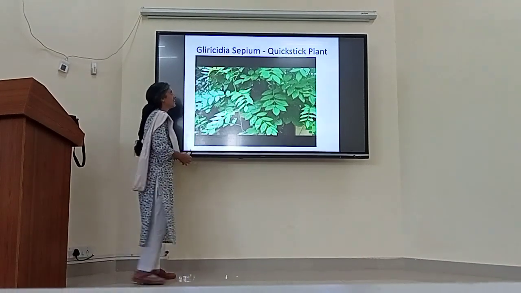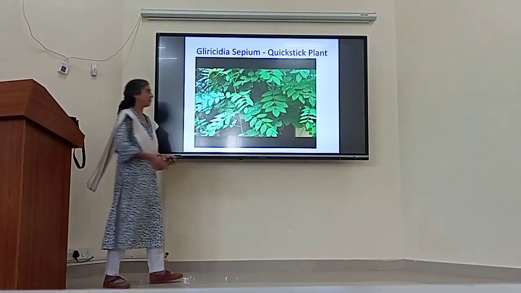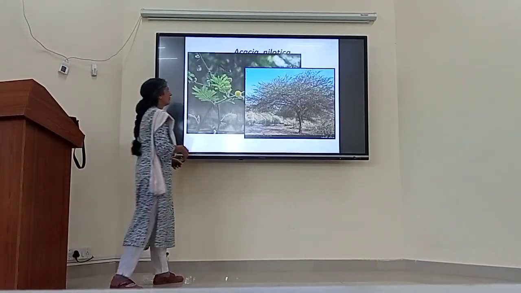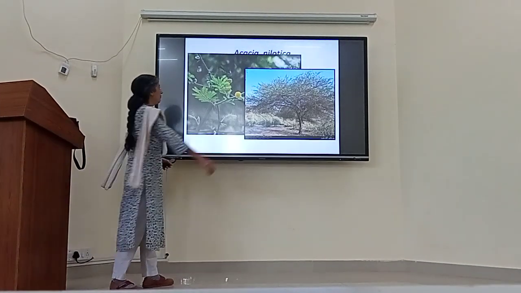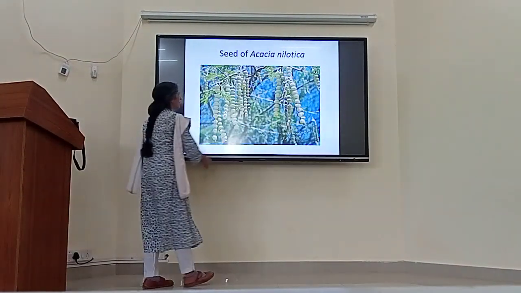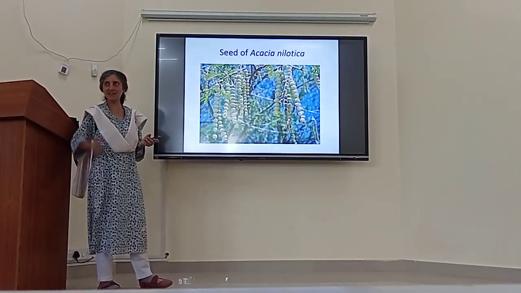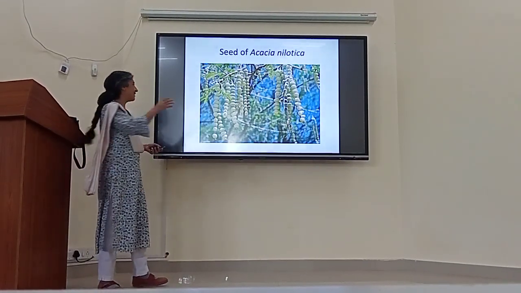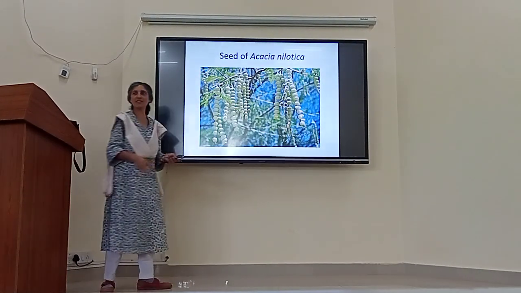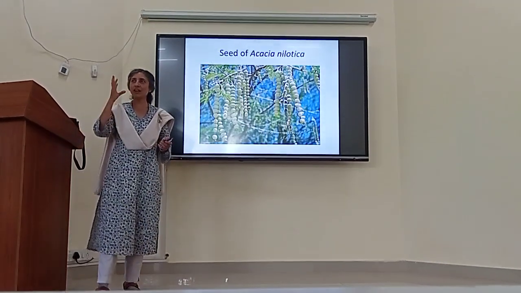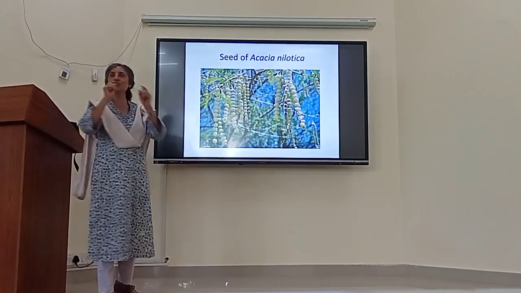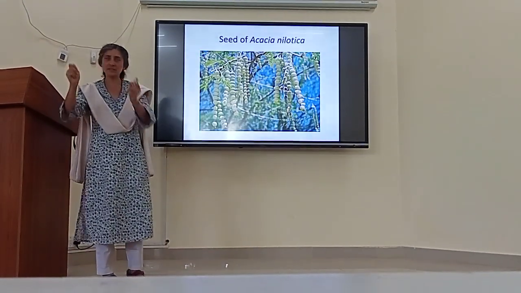Okay, you have Dalbergia and the thing called the quick stick. Another view of Acacia nilotica. Acacia nilotica, the seeds, look at them, the seeds. Some of these seeds, when they grow, are also characteristic to the plant. So if you are confused, you see the seeds, you see the flowers, you can identify. Yeah, this is this, this is this.